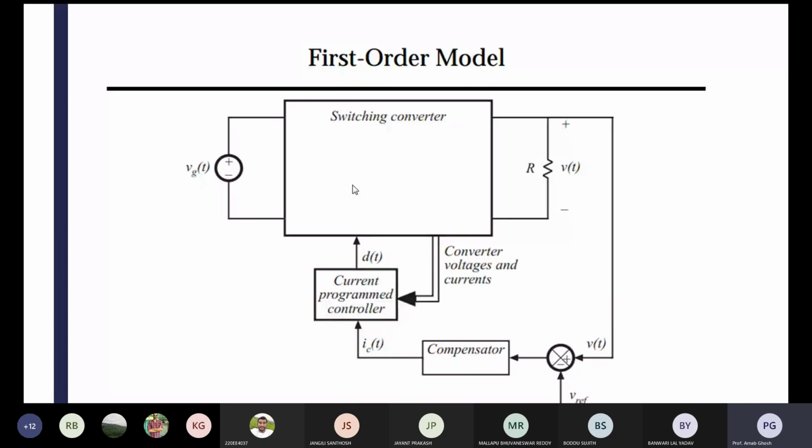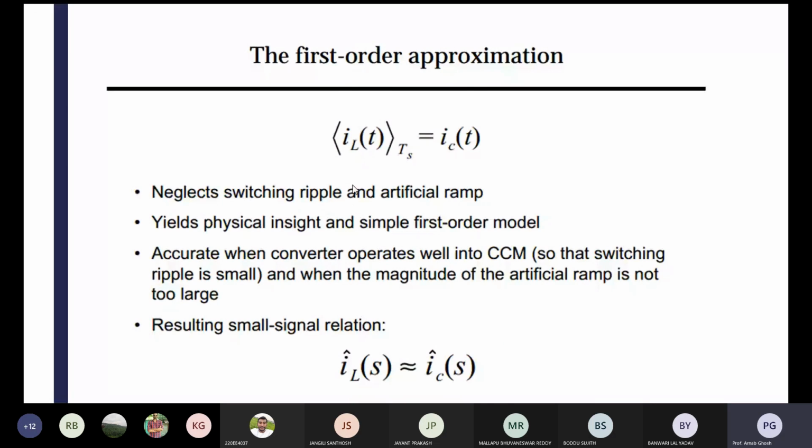So for the first approximation, the same process is maintained over the switching period, neglecting the perturbations and the switching ripples on the artificial ramp. Initially you can neglect that artificial ramp and calculate. After that you incorporate the artificial ramp, with physical insight and the simple first order model. It is accurate when the converter operates well into CCM, so that the switching ripple is small, and when the magnitude of the artificial ramp is not too large, so the slope of the ramp is maintained. In the resulting small signal relations, IL is more or less the same as ICS in the complex frequency domain.